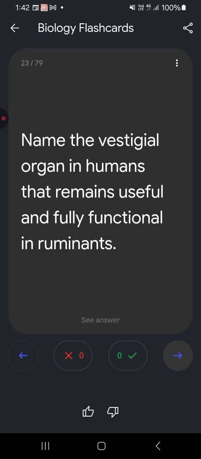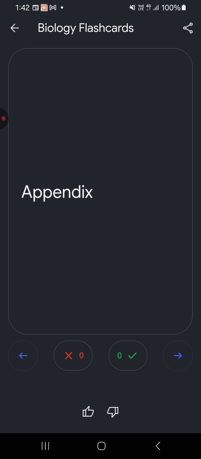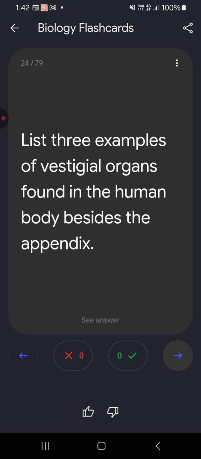Name the vestigial organ in humans that remains useful and fully functional in ruminants. Ruminants are, of course, animals which we can call grazing animals. Appendix. Appendix remains fully functional in grazing animals. List three examples of vestigial organs found in the human body besides appendix.